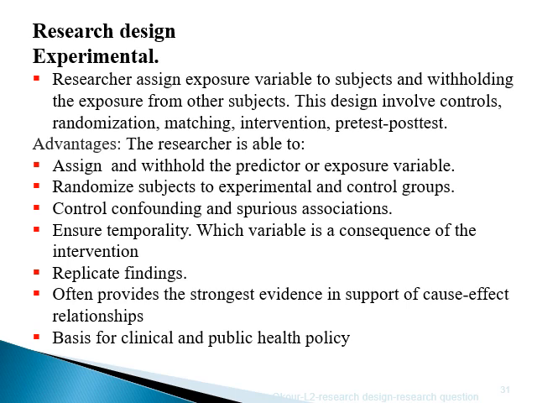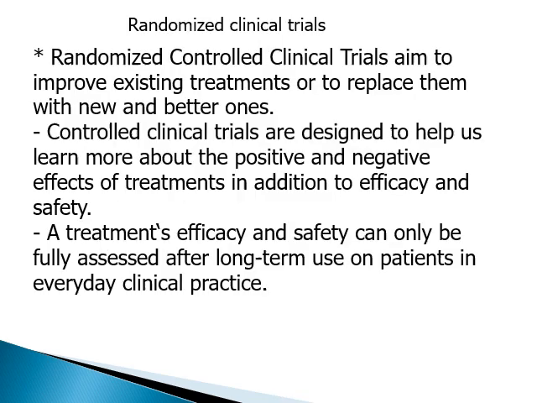Randomize subjects to experimental and control group, control confounding and spurious association, to ensure temporality. Temporality means that the exposure should occur before the outcome. Which variable is a consequence of the intervention? We might replicate the findings, and often these designs provide the strongest evidence in support of a cause-effect relationship and a basis for clinical and public health policy.